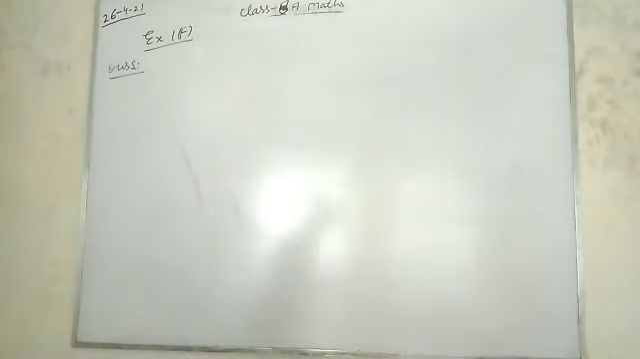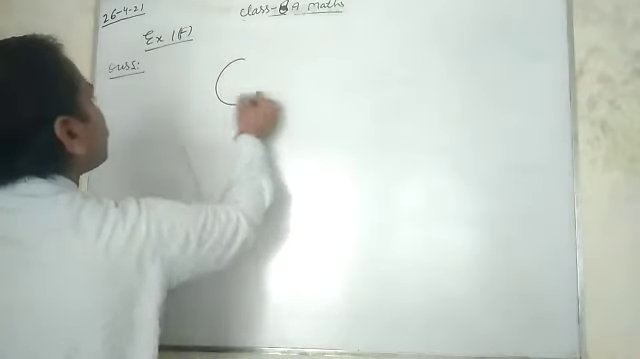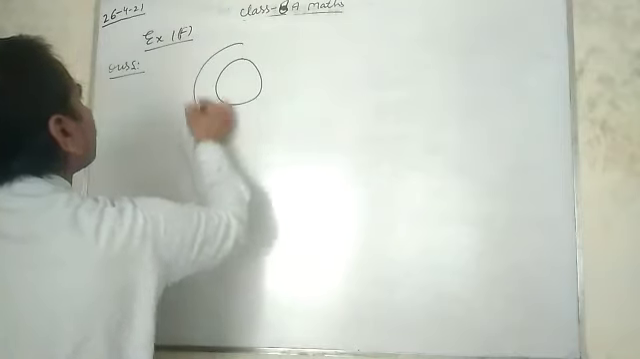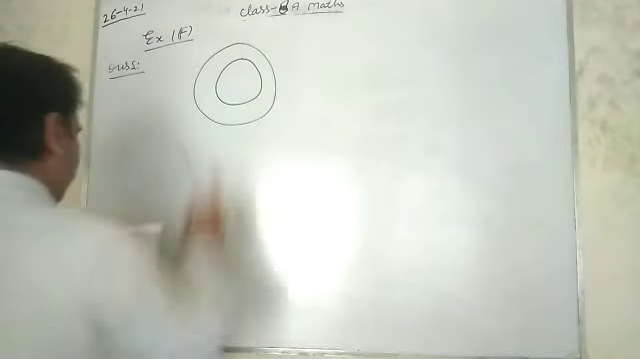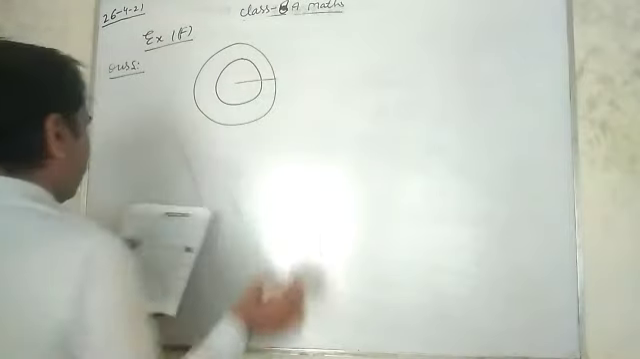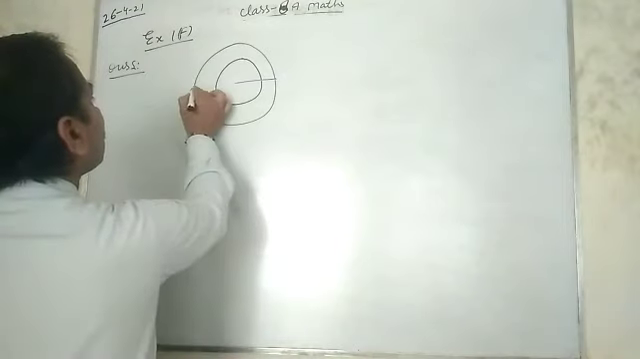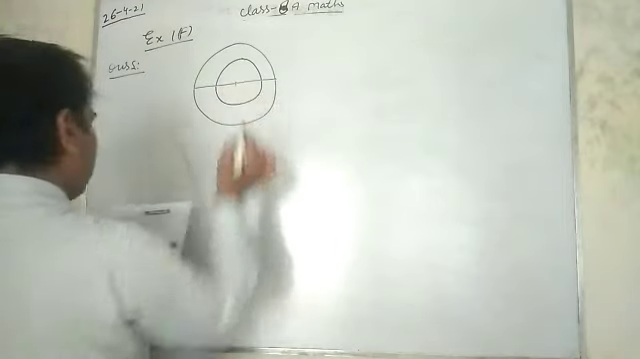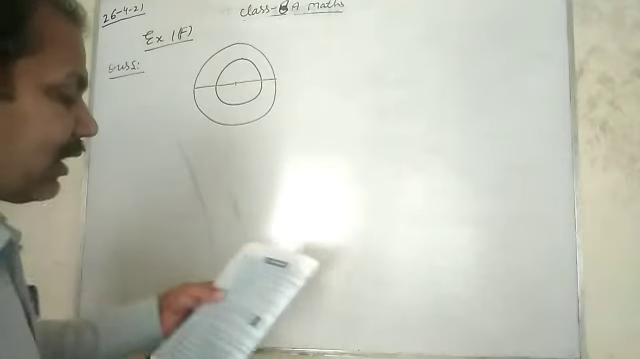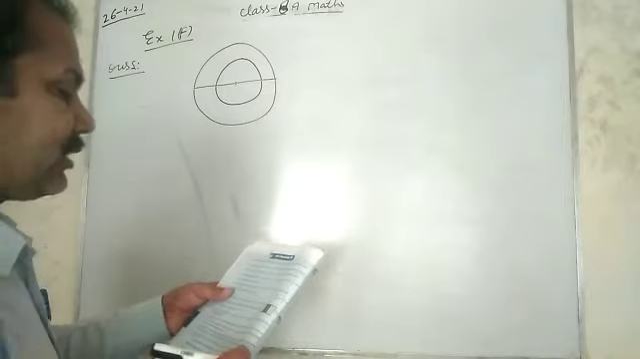A water pipe has an outer diameter of 3.5 centimeter. Okay, so outer diameter 3.5, and a wall thickness of 25 by 32 centimeter.